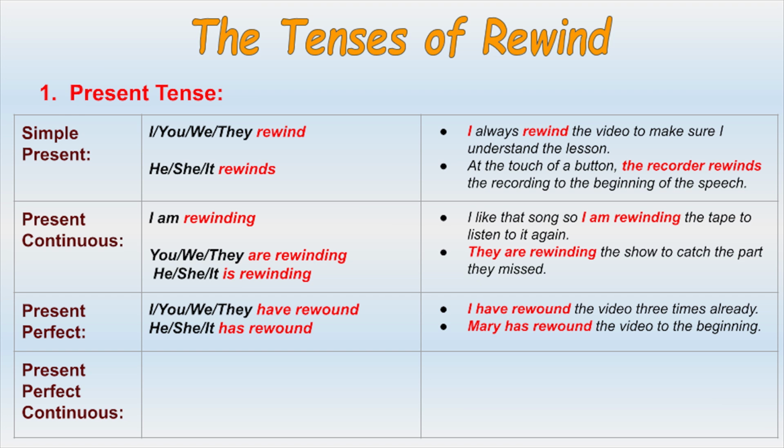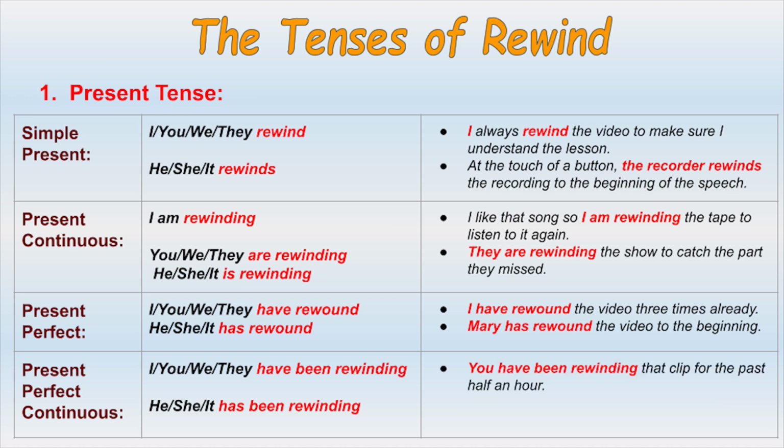And the present perfect continuous, I, you, we, they have been rewinding. He, she, it has been rewinding. Examples: you have been rewinding that clip for the past half an hour. And our next example is, in an effort to understand the language, Tom has been rewinding the movie over and over.